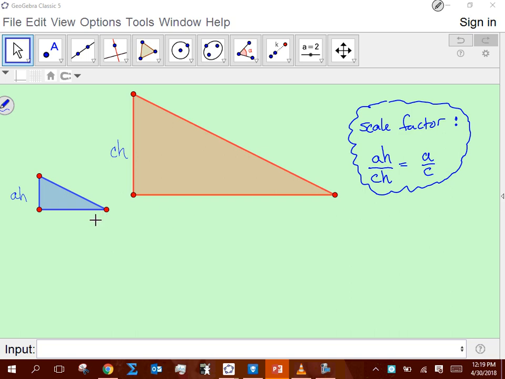Same idea. If I say this is A times B, and this is C times B, okay? What's going to happen when I compare those? Yeah, it's going to be A over B compared to C over B, which reduces to A over C. That's the scale factor.